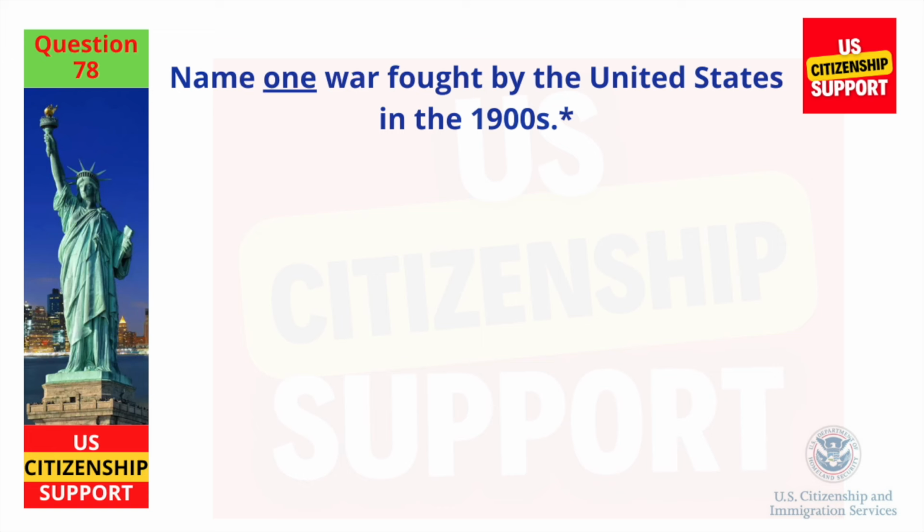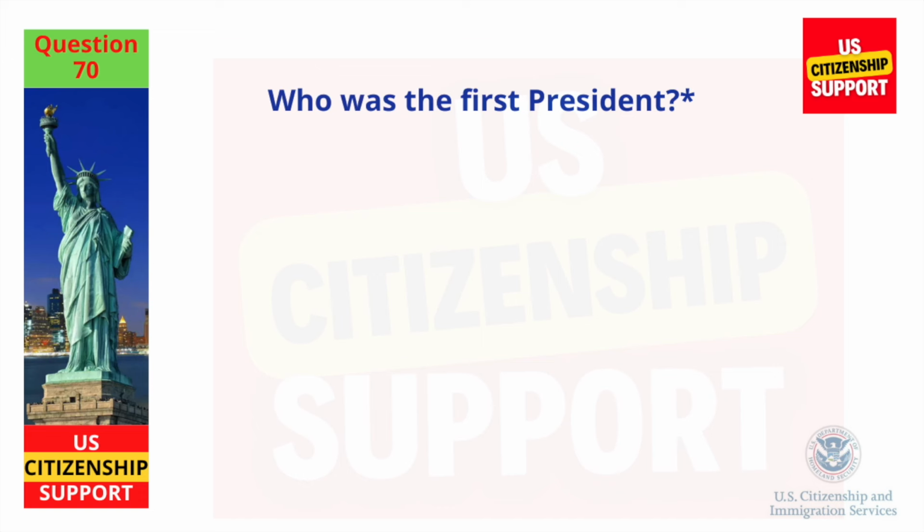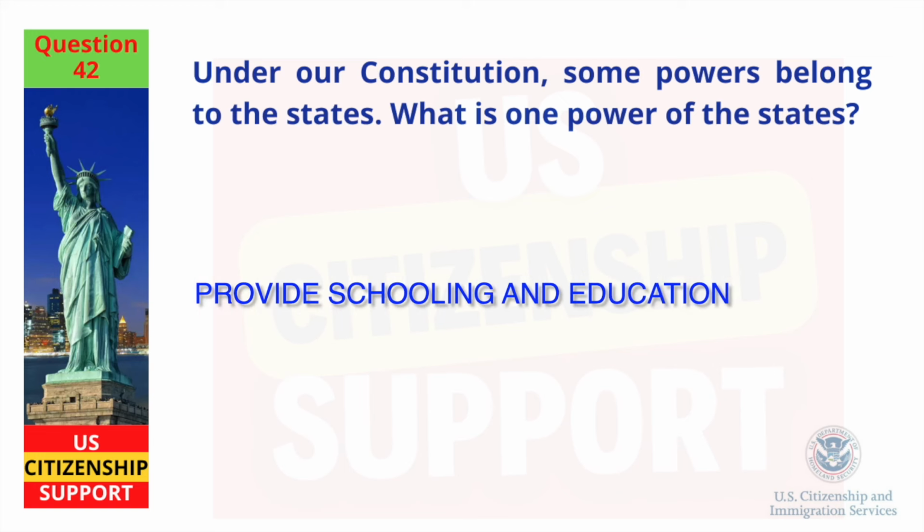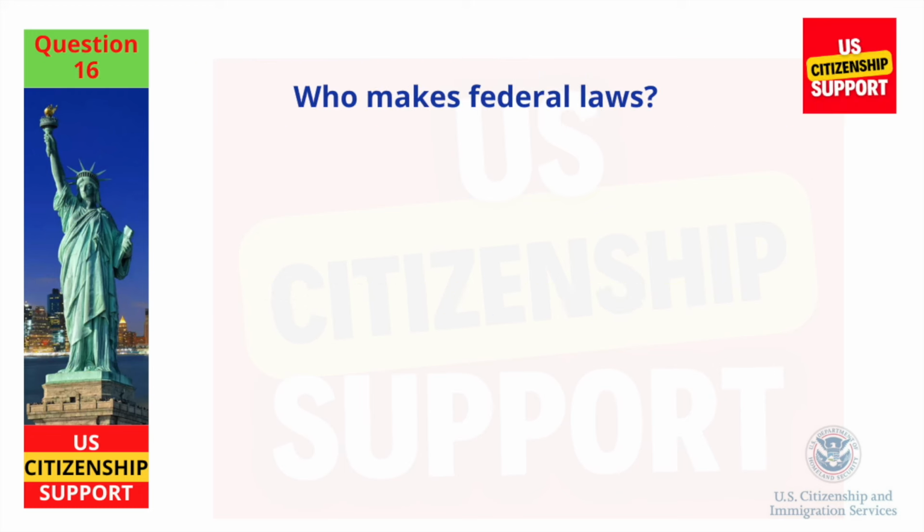Name one war fought by the United States in the 1900s. World War I. Who was the first president? George Washington. Under our Constitution, some powers belong to the states. What is one power of the states? Provide schooling and education. Who makes federal laws? Congress.